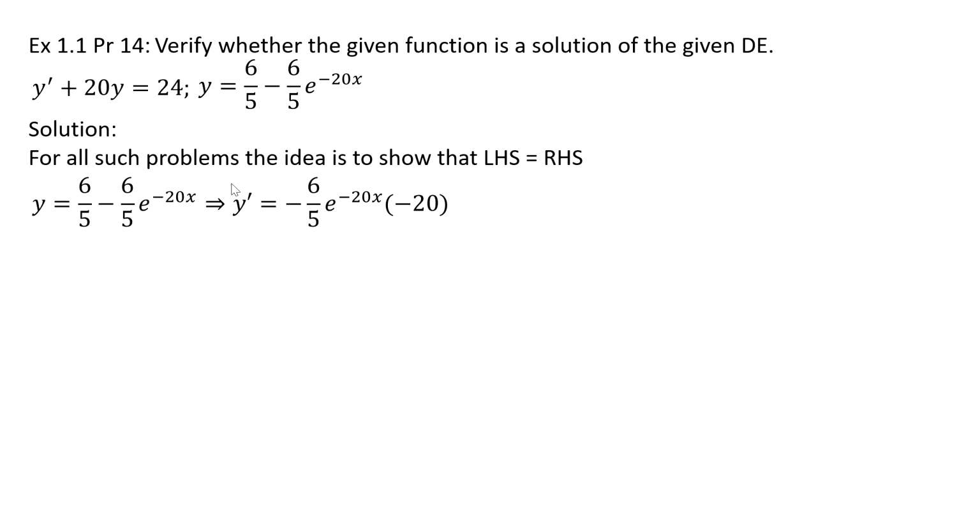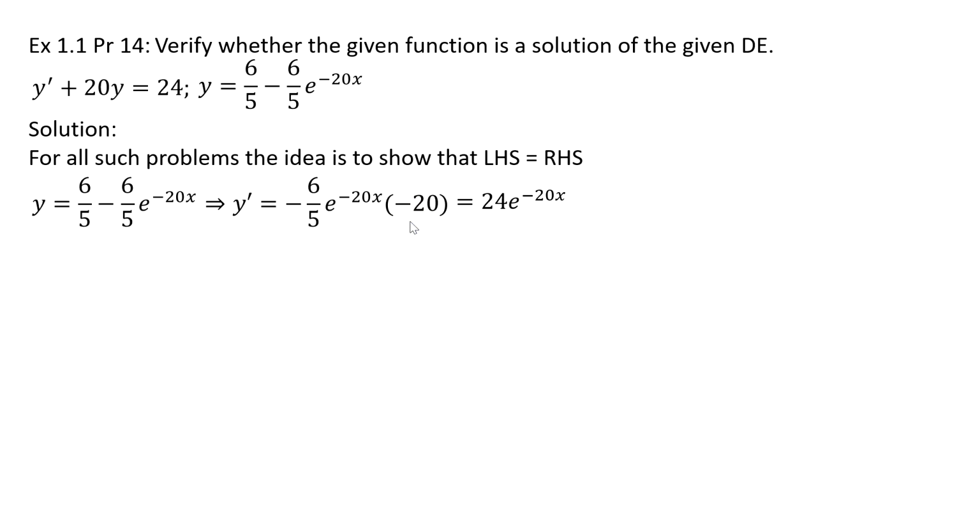Chain rule. The derivative of e to the x is e to the x. So the derivative of e to the something else is e to that something else times the derivative of that something else itself. Right? That's how chain rule works. The derivative of e to the negative 20x is e to the negative 20x times the derivative of negative 20x, which happens to be negative 20. Okay? Now, if I simplify this, I get 24e to the negative 20x.